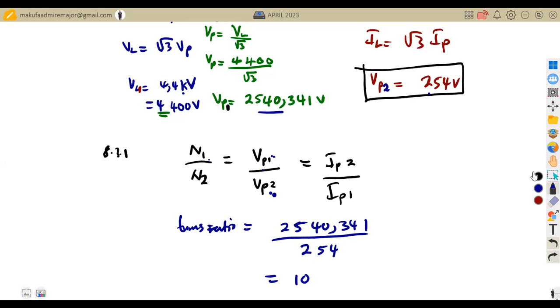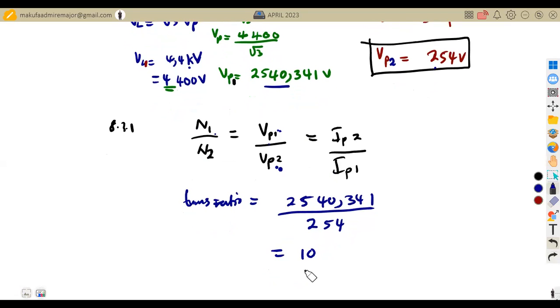So it simply means we have 10 over 1 in this case, which means we can simply write this as 10 is to 1 as our turns ratio, or 10 over 1. We simply say N1 over N2 is 10 over 1. That's the relationship between N1 and N2. And it also applies for the voltage, as we even took this from the voltage. So that was the idea of our question.